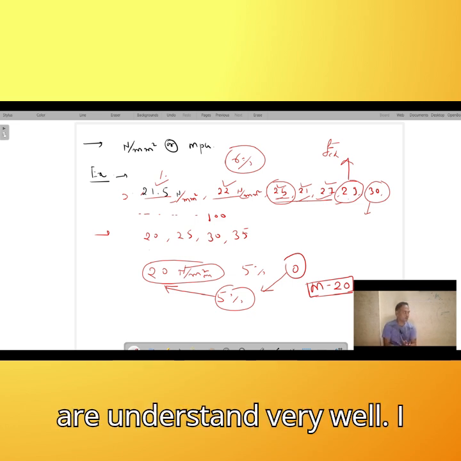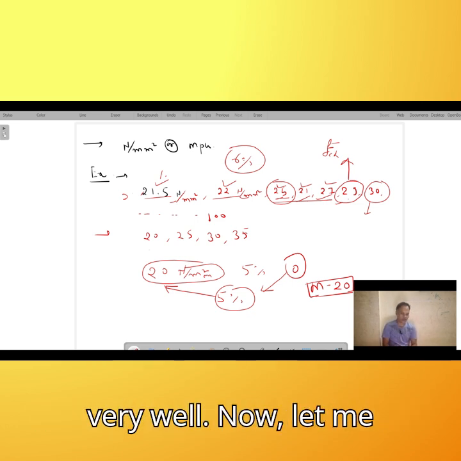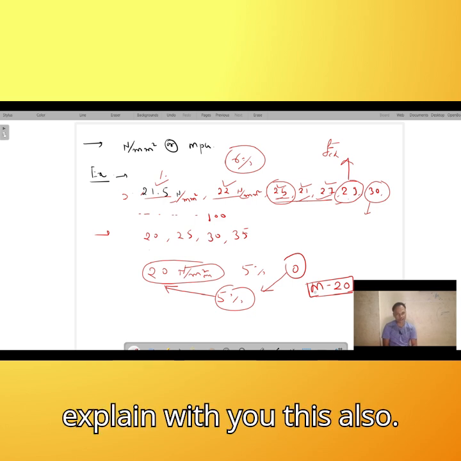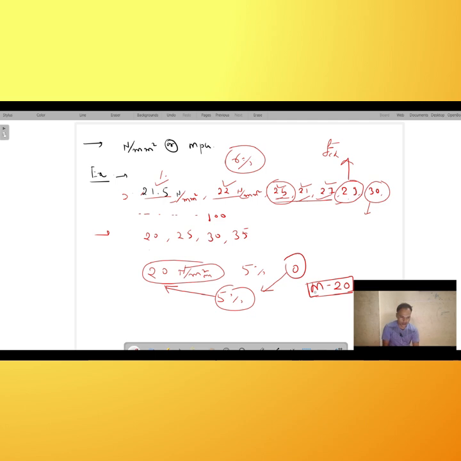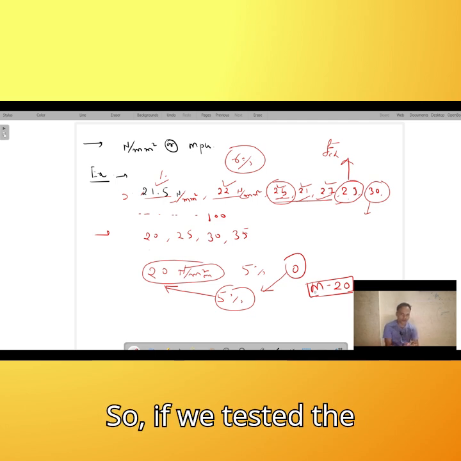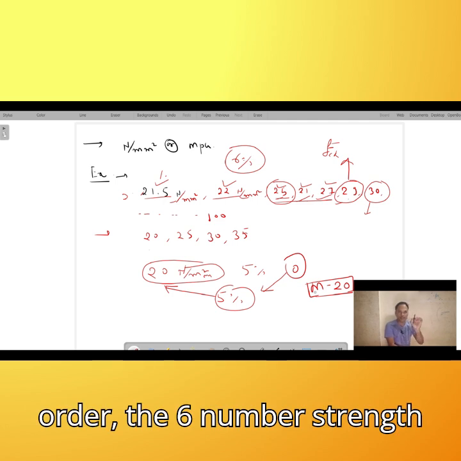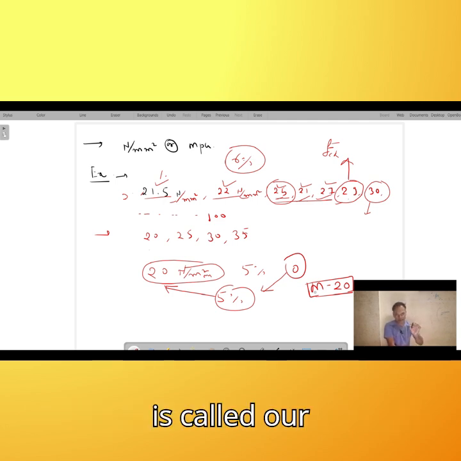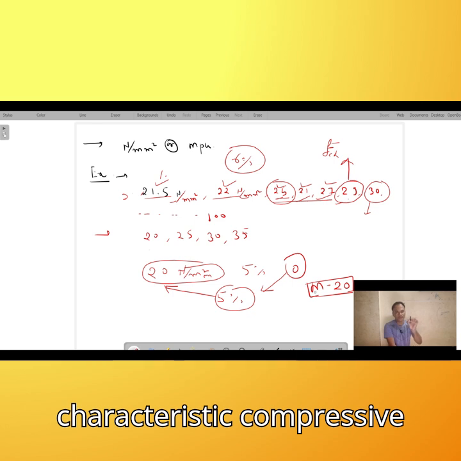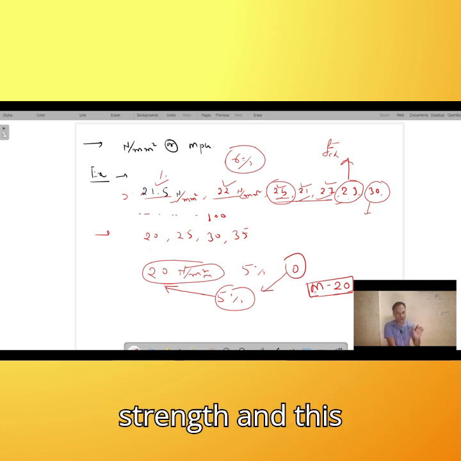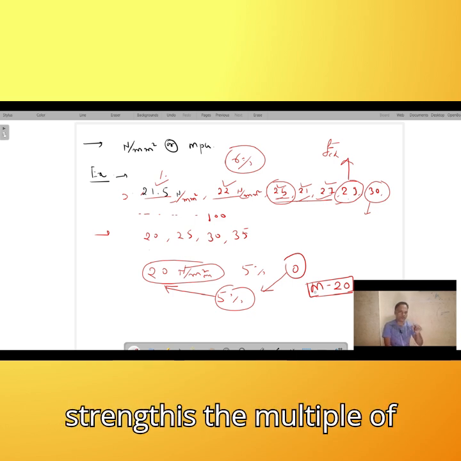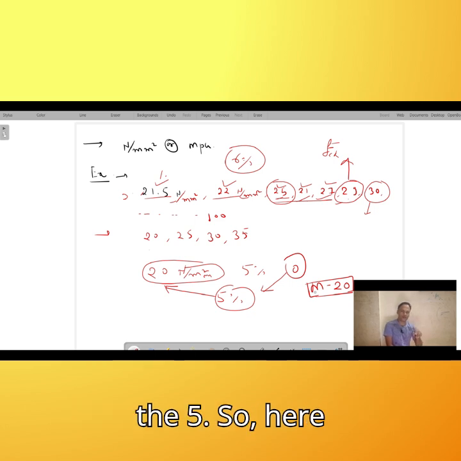I hope that you understand very well. Now let me explain it in English also. So if we tested 100 cubes and arranged them in increasing order, the sixth number strength is called our characteristic compressive strength, and this characteristic compressive strength is a multiple of 5.